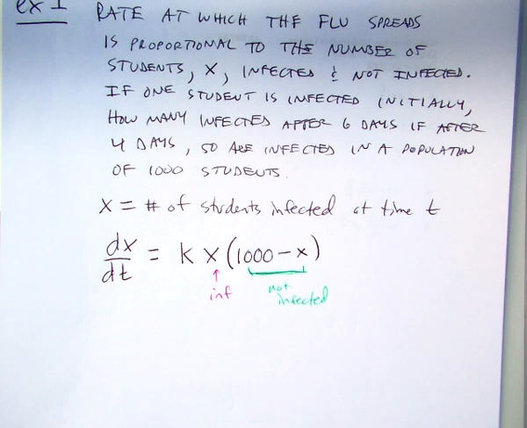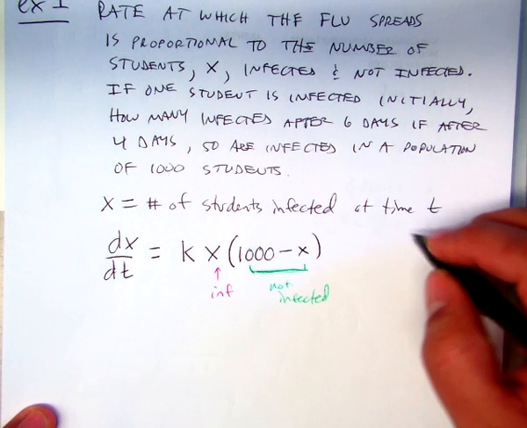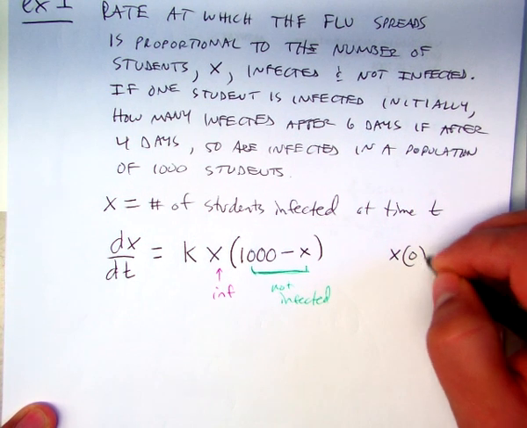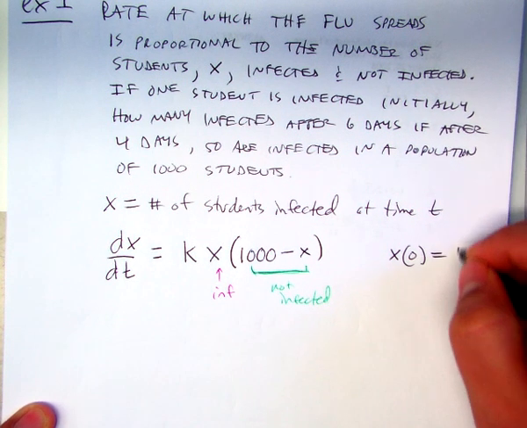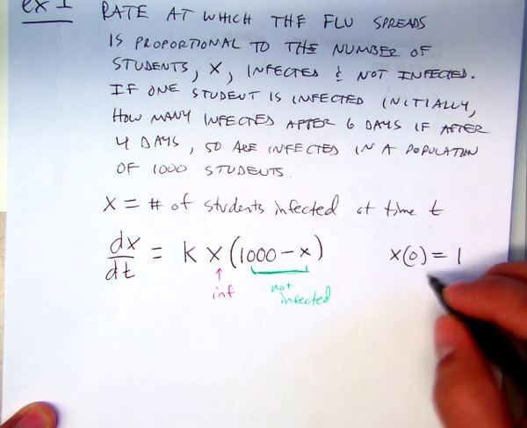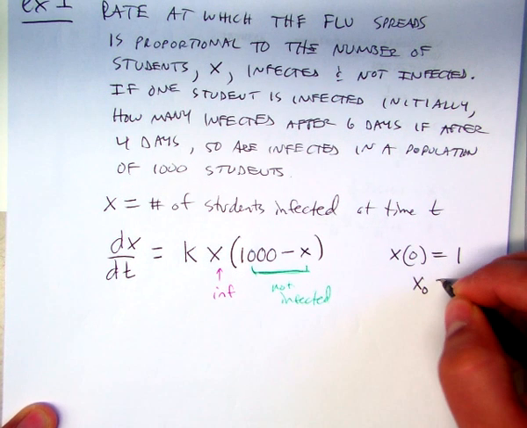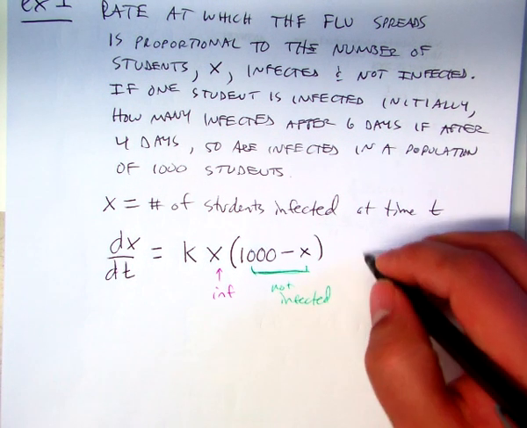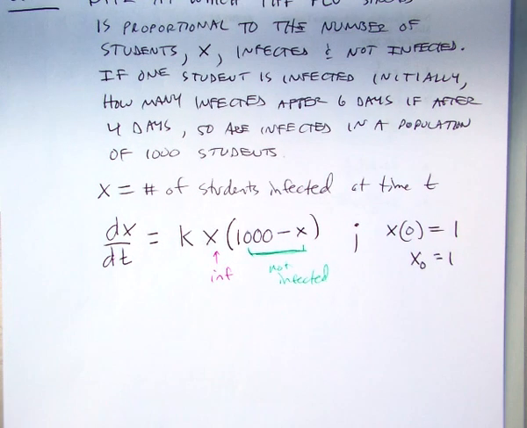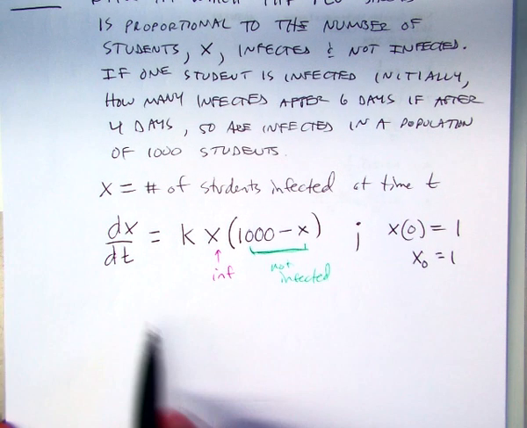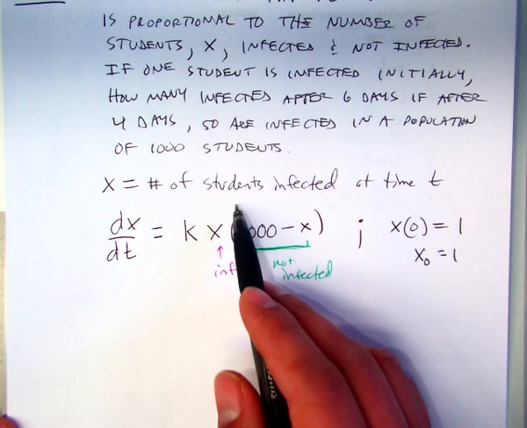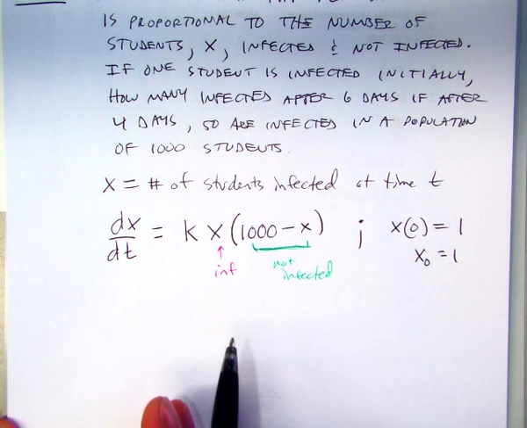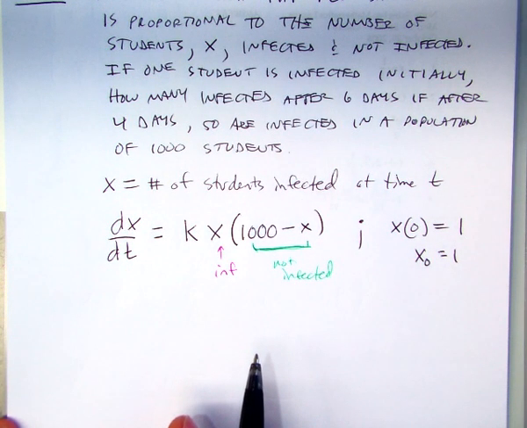Okay? And now we do have that the initial population that was infected is just one student. So x of 0 is 1, or x naught is 1, same thing. So here's our model. And now here's what I was talking about before. If you want, you can go ahead and just power your way through the solution, which is possible. It's not horrible. It's just got quite a bit of work.